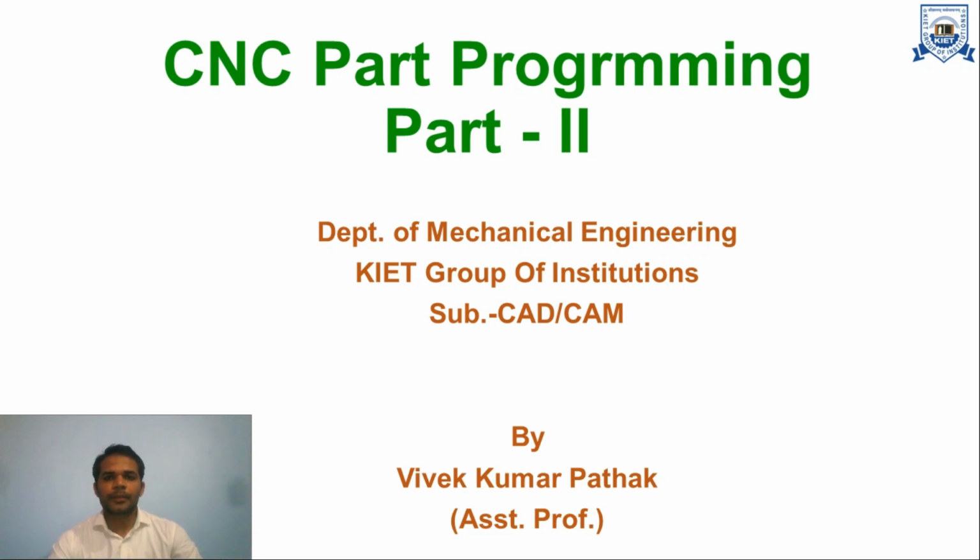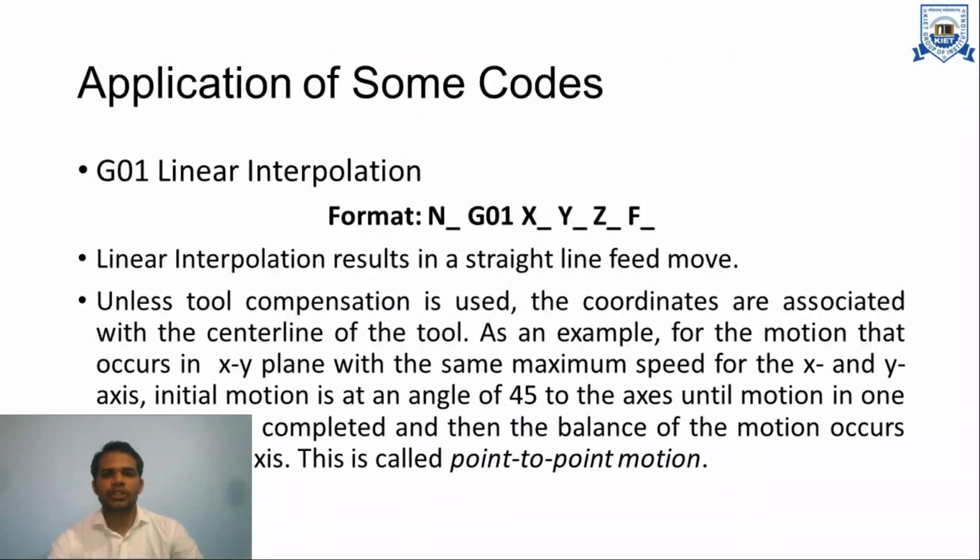There are different types of G codes we already discussed. Starting with the application of some codes like G01, this is called linear interpolation, and the format of this code is like N, which is the serial number, and G01, which means linear interpolation movement starts. Then we define coordinates X, Y, Z and provide feed. Sometimes spindle speed is also provided.